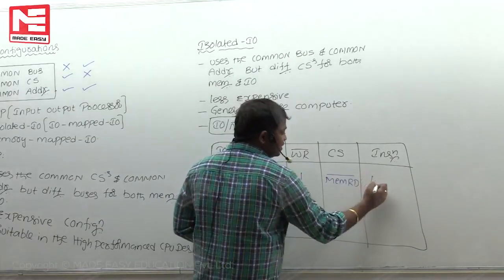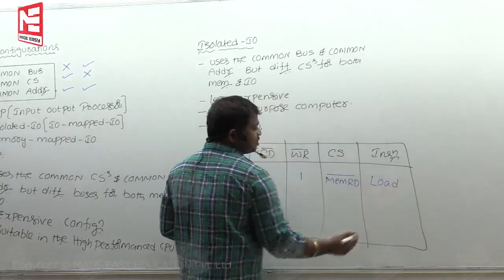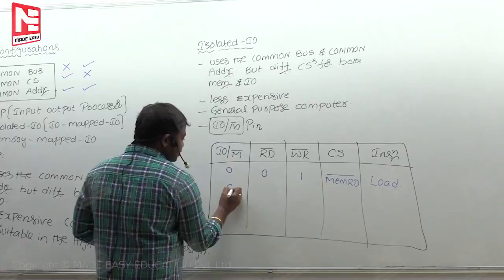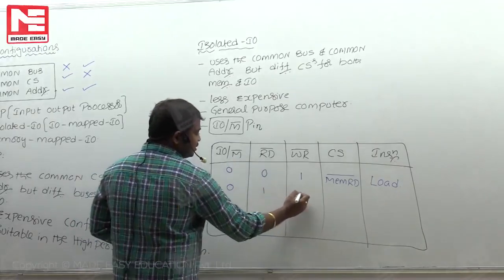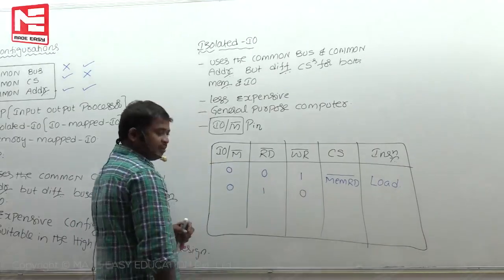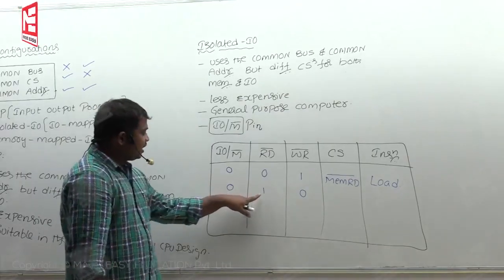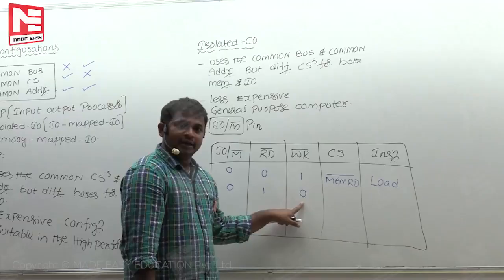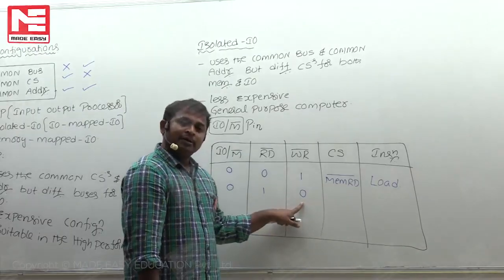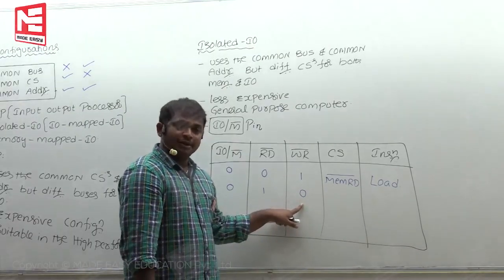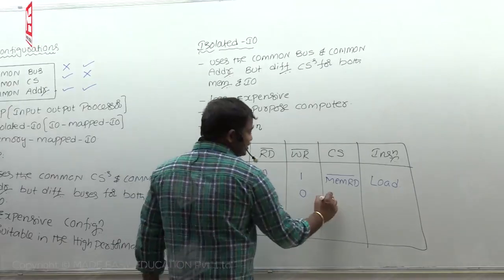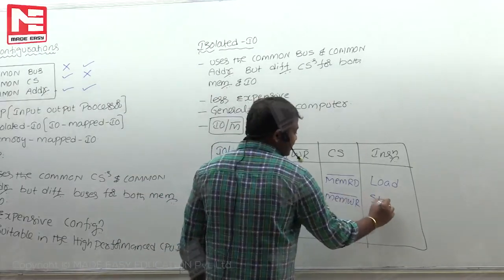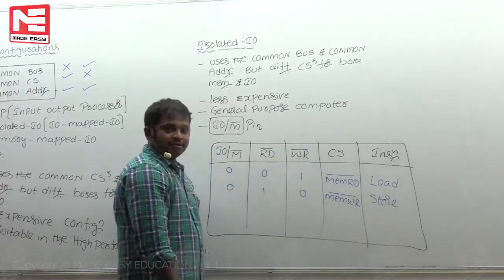Memory read signal is implemented in the load instruction. Load means memory read. Then this pin is 0, this pin status is 1, and this pin status is 0. That means memory enabled, read is disabled, write is enabled. You know the active low meaning: a pin with a bar is enabled when the input is 0. So this combination signal is the memory write signal. Memory write signal is implemented in the store instruction.